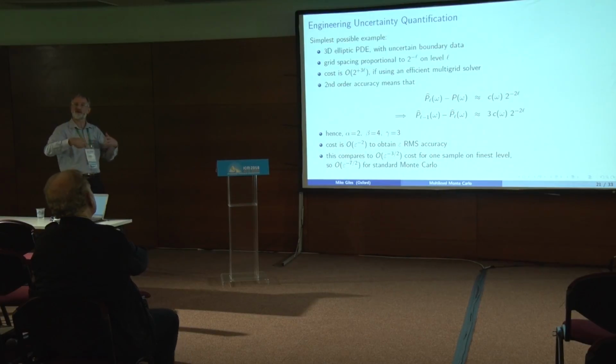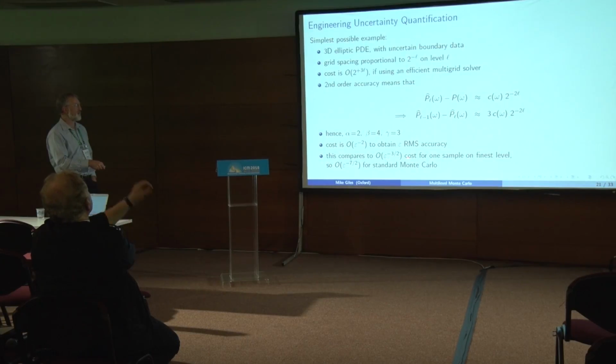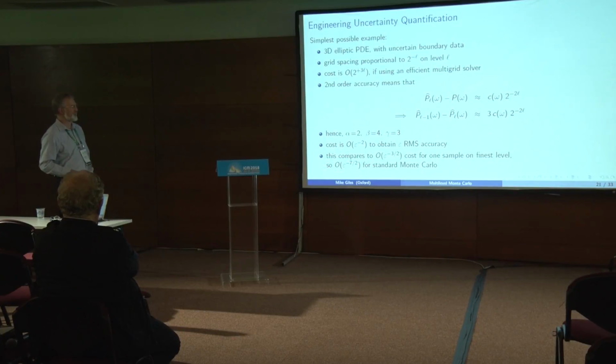And then you just plug those into the theory, and that tells us that we're in the regime beta greater than gamma, so we're going to get the optimal epsilon to the minus 2 complexity, and you can compare that to what would be the cost of a single sample on the finest level. And then if we did epsilon to the minus 2 of those for the standard Monte Carlo, then that's what the cost would be for standard Monte Carlo.